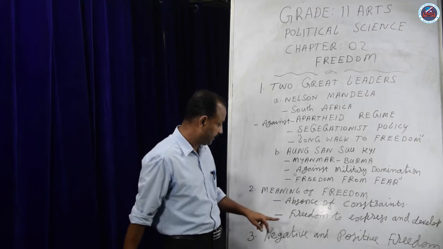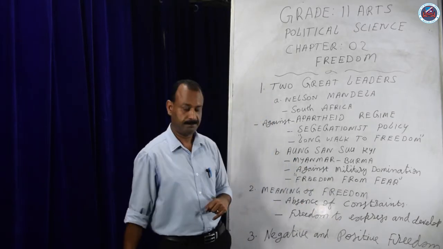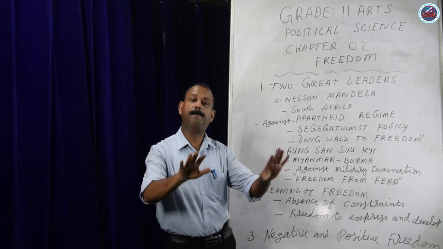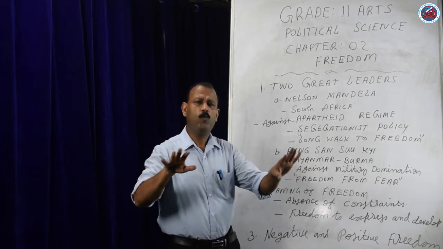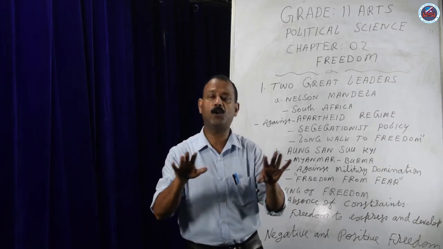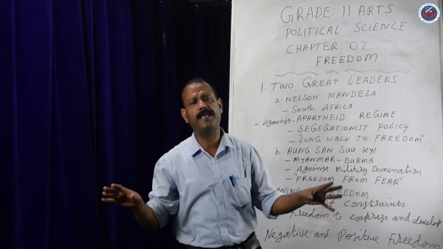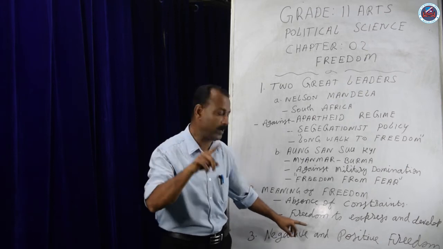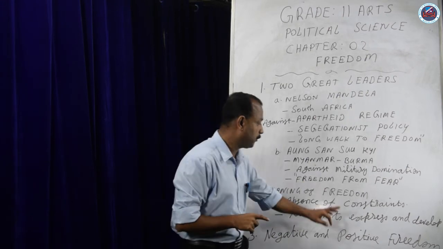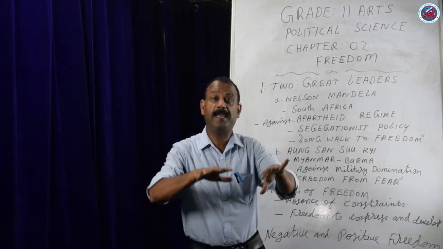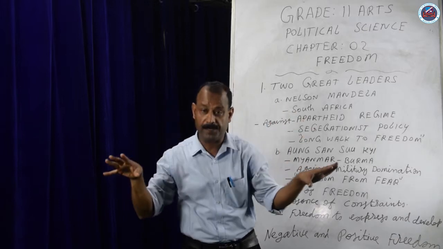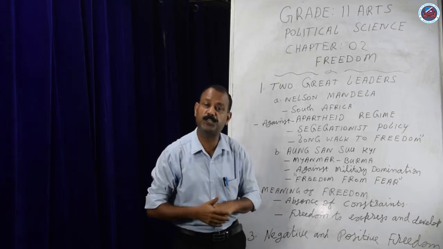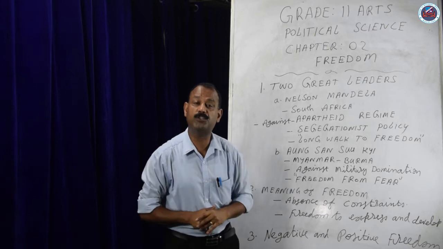This video's last topic is negative and positive freedom. First one is negative freedom. Negative freedom refers to absence of constraints. When there are no restrictions, when there are no constraints, when everybody can do whatever they want, that freedom is called negative freedom. And this is not good. That's why it is called negative freedom. What is positive freedom? Positive freedom is the opposite of that. An atmosphere where everyone can develop himself or herself and become a full-fledged human being. That is called positive freedom.